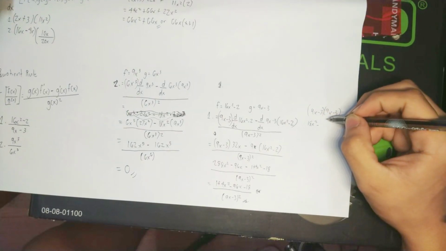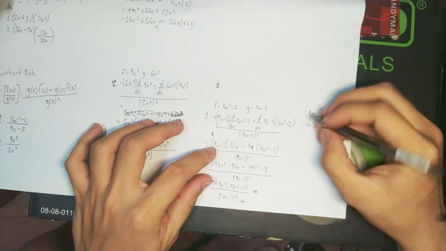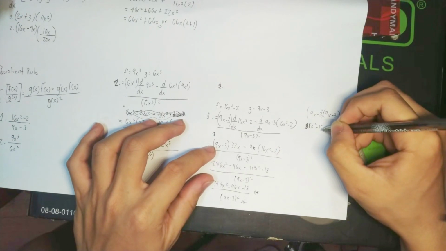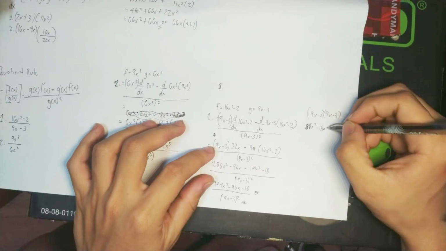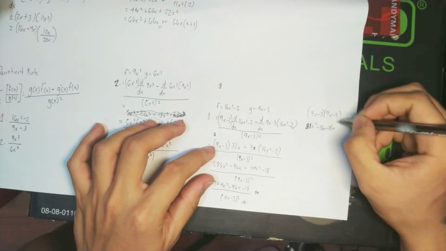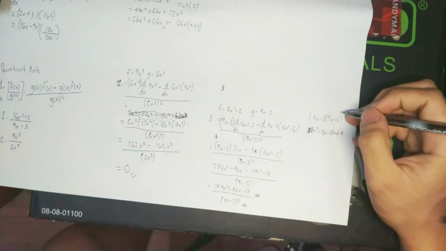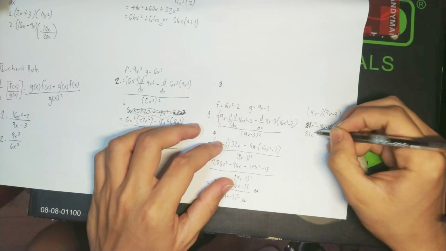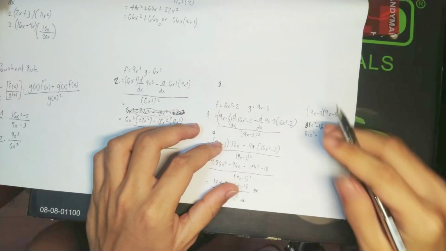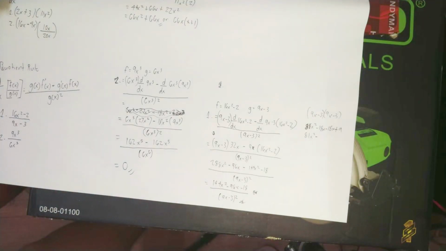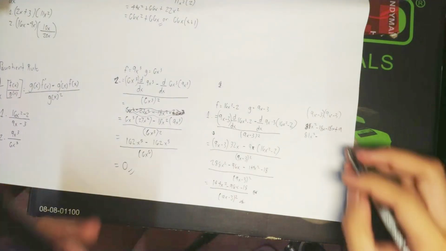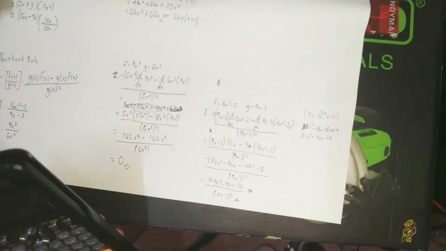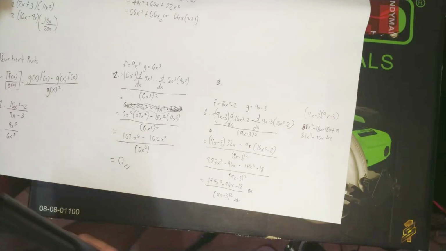I didn't get it, so let's just expand 9x minus 3 squared first, so we can get an easier look. So 9 times 9 is 81x squared. And 9 times 3 is 27x. Negative 3 times 9 is negative 27x. And negative 3 times negative 3 is 9. Combine like terms, you will get 81x squared minus 36x plus 9.